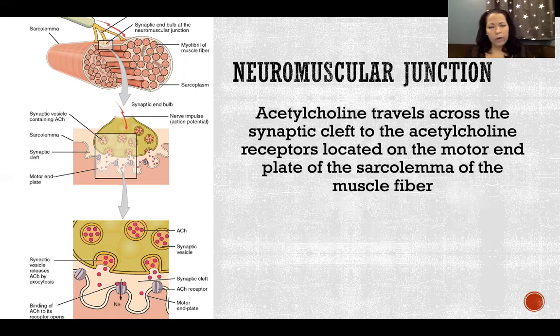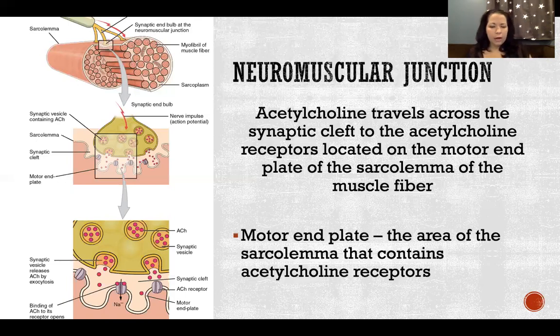Acetylcholine travels across the synaptic cleft, which is the space between the synaptic end bulb and the motor end plate. So it travels across the synaptic cleft to the acetylcholine receptors located on the motor end plate of the sarcolemma of the muscle fiber. Remember the sarcolemma, that's the cell membrane of the muscle. The motor end plate is the area of the sarcolemma that contains the acetylcholine receptors.